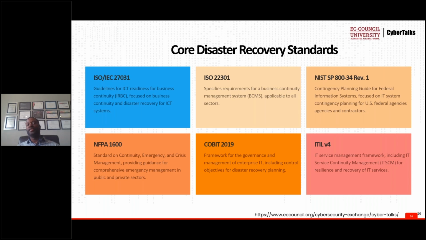And so together, these standards don't just tick a compliance box. They provide a blueprint for building DR programs that are consistent, secure, and trusted across industries.